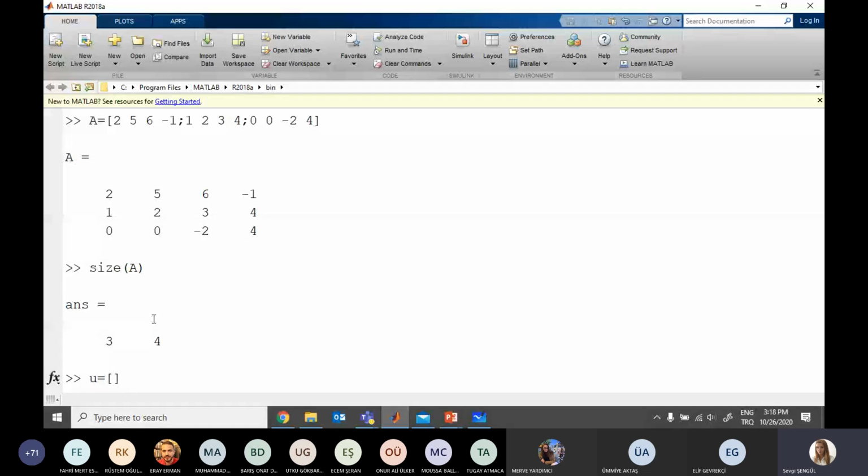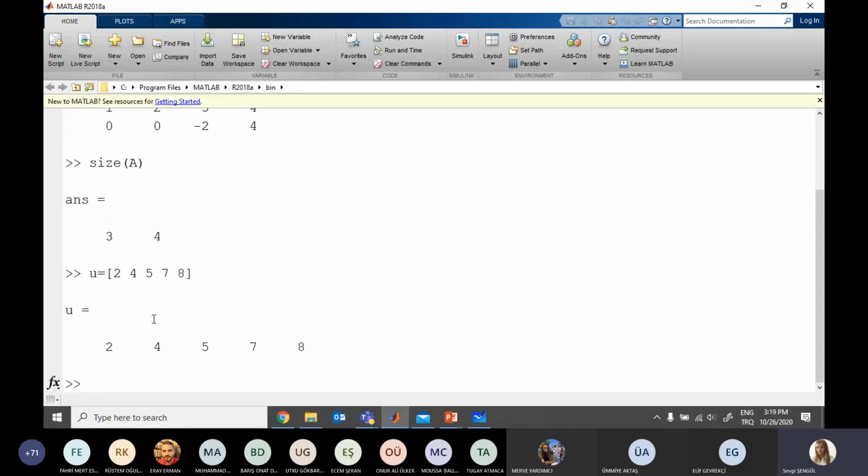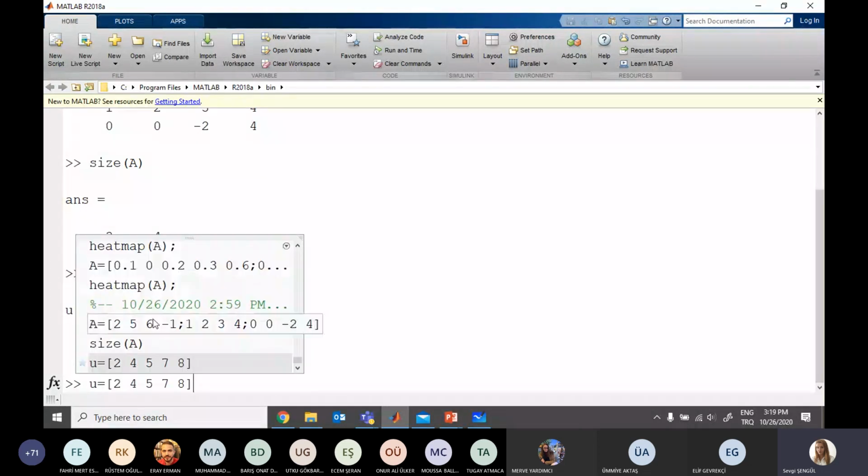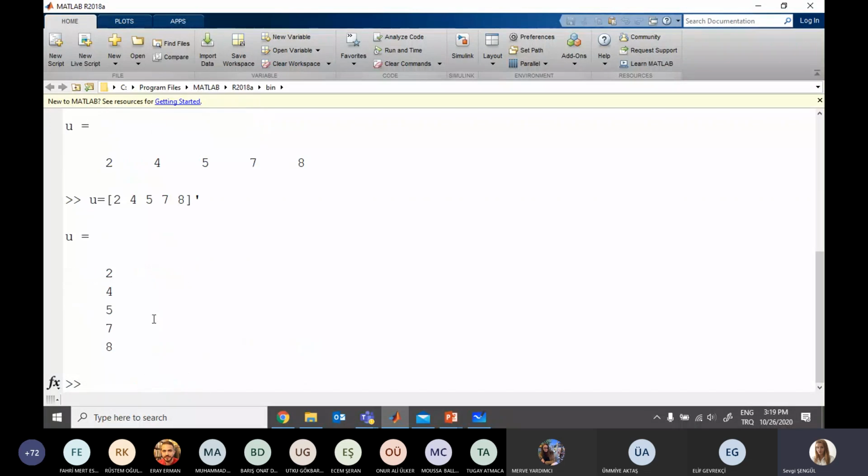And you can define a vector in the same way, but you know that your vectors can be either row vectors or column vectors. For row vectors, it is easy, 2, 4, 5, 7, 8, for example. This is 1 by 5. And for getting the column vector, you can take the transpose of it, or you can put semicolons between them. If you put semicolons, it will also be going down, which means that you will have a column vector.